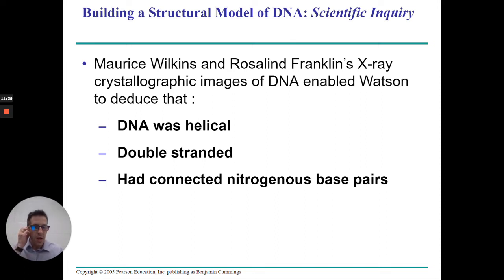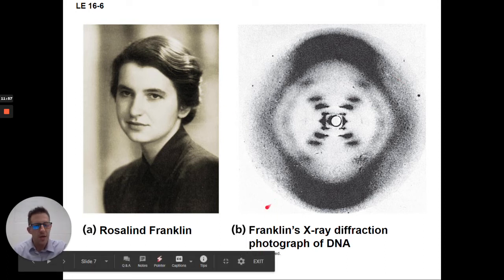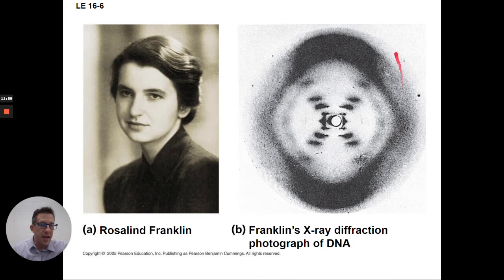But anyway, these pictures that Rosalind Franklin took of the DNA allowed Watson and Crick and herself to deduce the fact that the DNA molecule was in fact helical, it was double-stranded, and it was connected by what were called nitrogenous base pairs. Okay, so there's a picture of Rosalind Franklin, and this is a picture of her DNA model.